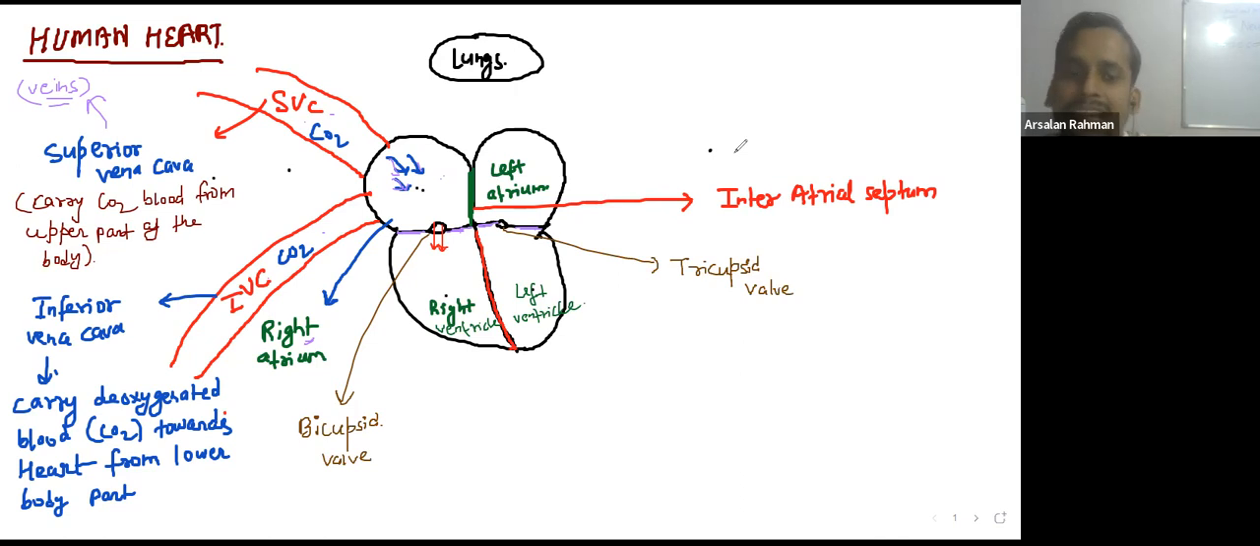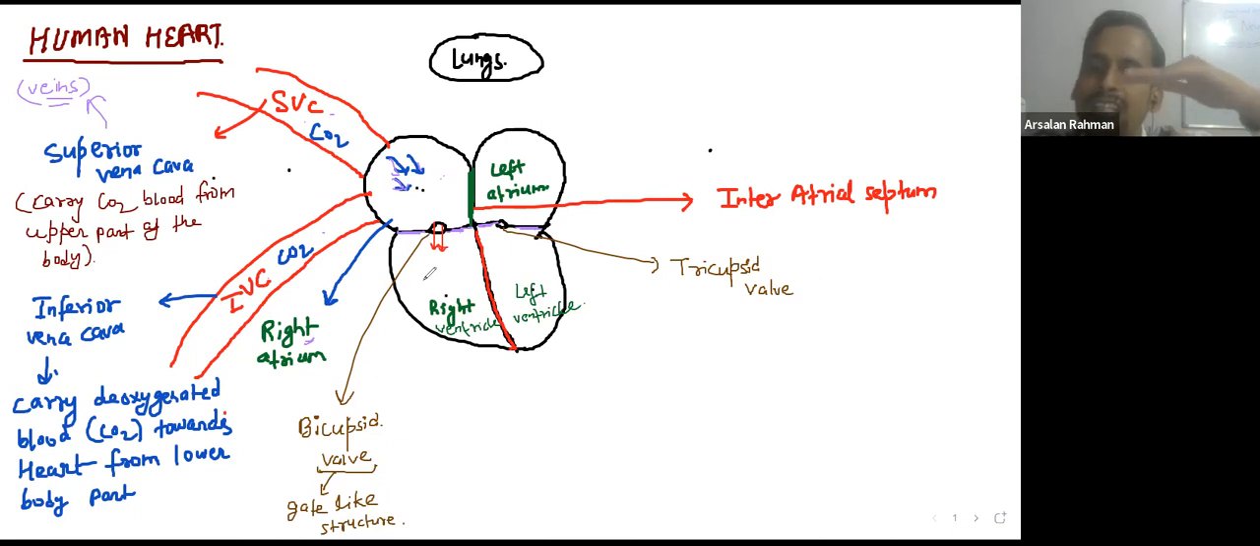Valve is basically a gate-like structure. This gate is made up of two muscle flaps. Suppose there is blood in the upper atrium, right atrium. There is a gate made up of two muscle flaps. When there is blood in the upper right atrium, the gate will open and blood will enter into the right ventricle. So this gate is called bicuspid valve.